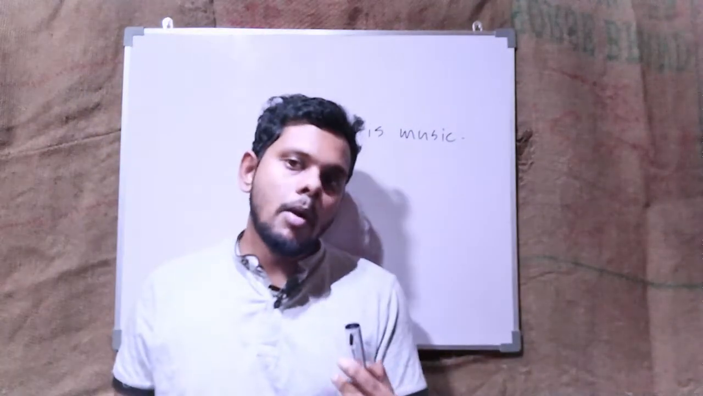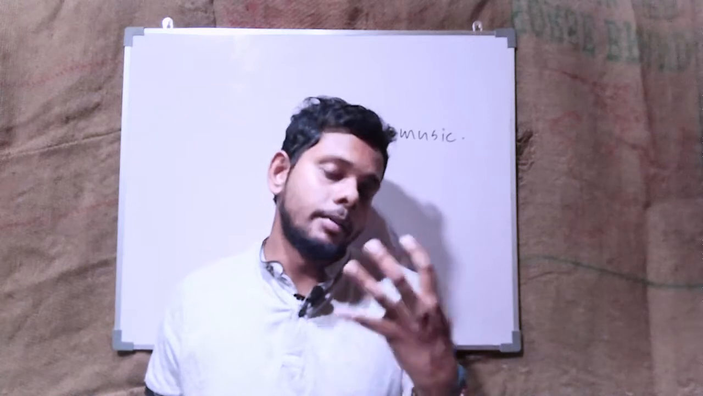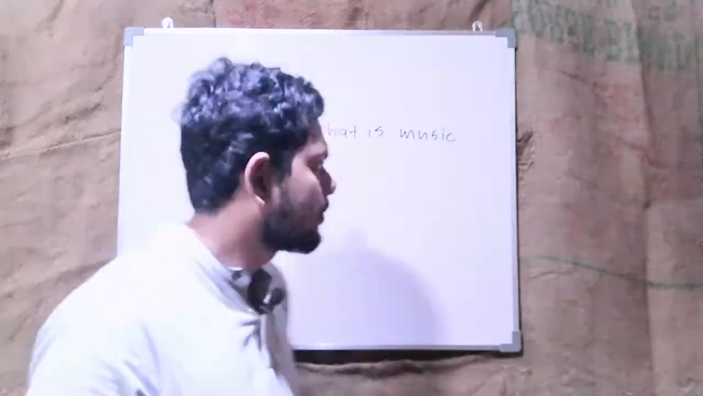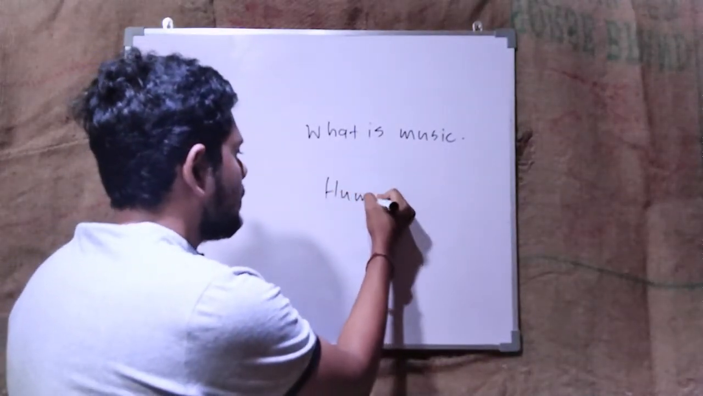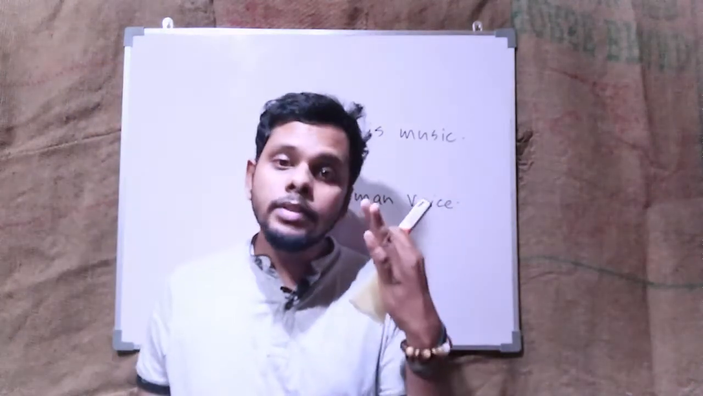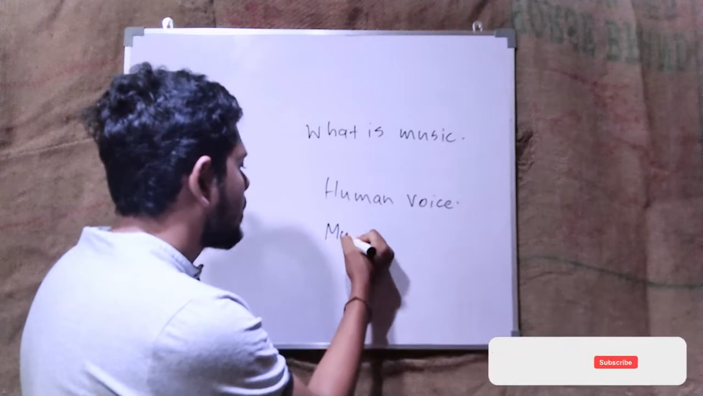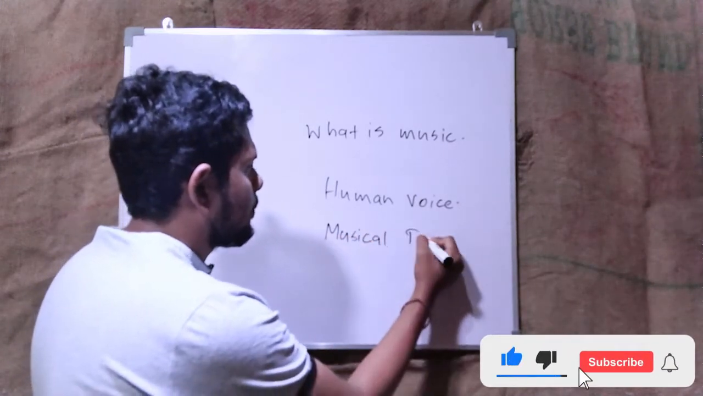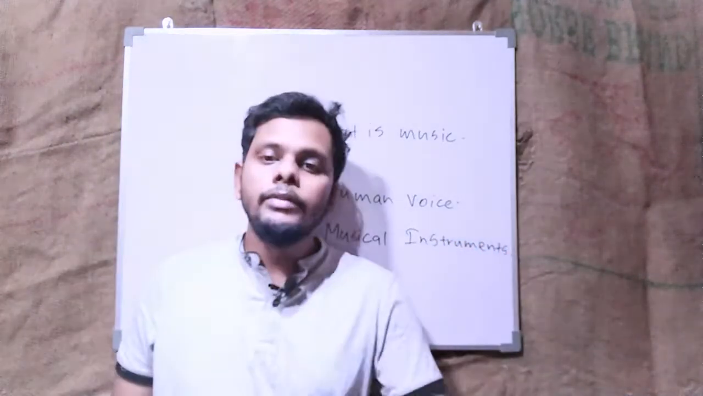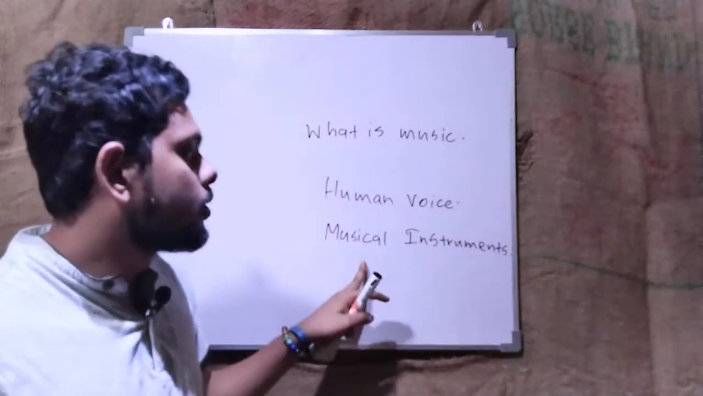Then let's talk about our first topic, what is music. Let's first see what we need to do to create music. The first thing you need to create music is the human voice. We also use musical instruments to create music. The second one is musical instruments. Then we learn two main things that we use to create music: human voice and musical instruments.